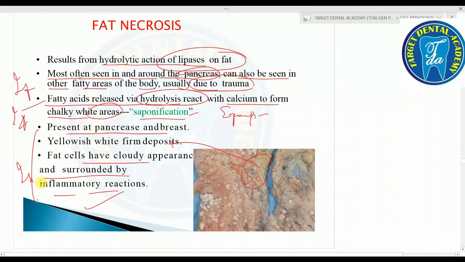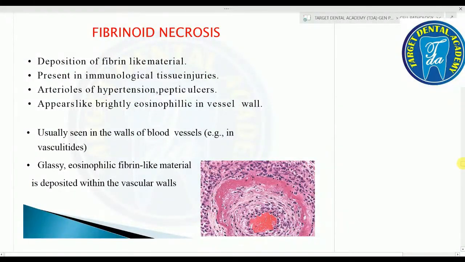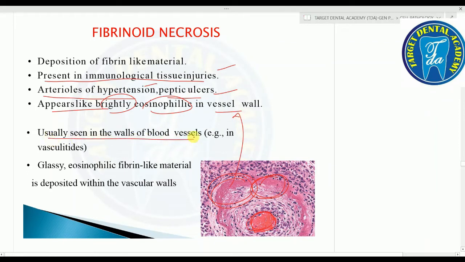Important. Next is fibrinoid necrosis. In this, there is a deposition of fibrin-like material. It is present in immunological tissue injuries, the arterioles of hypertension and peptic ulcers. It appears brightly eosinophilic in the vessel wall. It is usually seen in the wall of blood vessels, example in vasculitides, and it is glassy eosinophilic fibrin-like material which is deposited within the vascular walls.